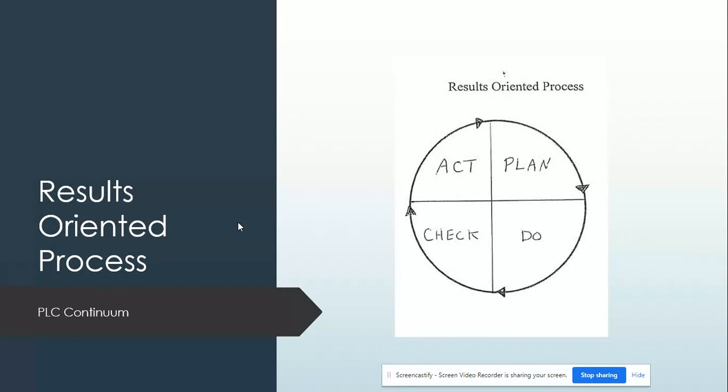So on the PLC continuum, that working piece and working together, you want it to be a results-oriented process. You act, but you don't act first. You have to plan, you have to do, you check what you've done, then you act. Then you plan, and you do, and you check, and you act. And when you check, if it's not where it needs to be, then as you have acted on it, your plan will help you to grow. It's a great cycle. And this comes from Richard DuFour.